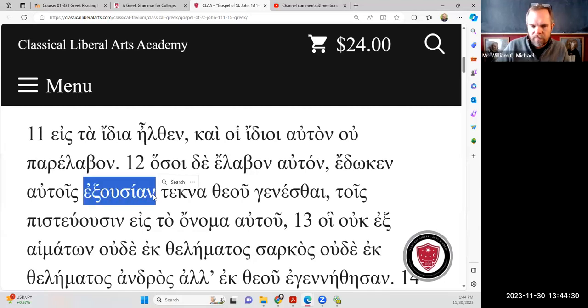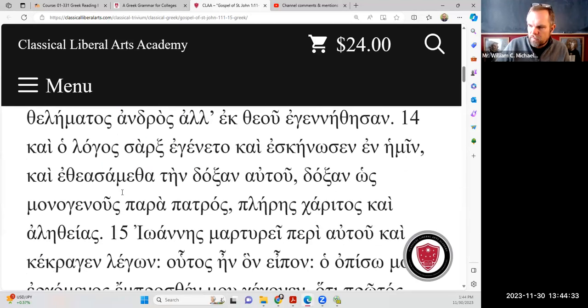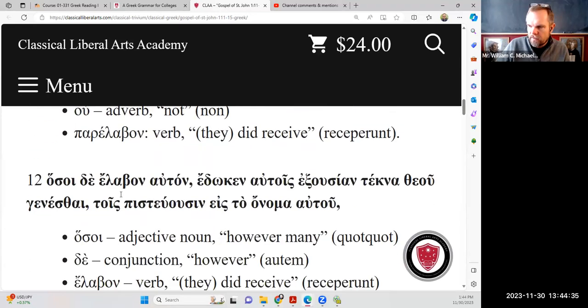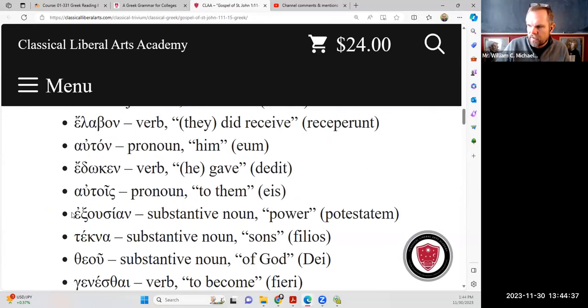Accusative singular. Now, if we go down to the exposition, we go down to verse 12 and look at exousian. I didn't list the case because we don't study that in Greek 1, but you'll see that exousian means power. And the Latin equivalent is potestatem. And if you know Latin, you'll know this is the accusative form of potestas, potestatem. All right. So we have exousia. We have an example of a first declension noun.